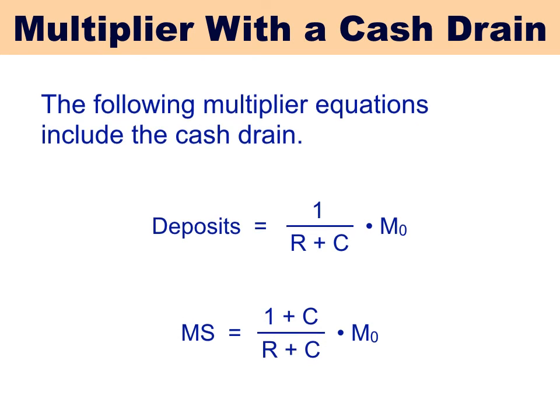These are your multiplier equations. So the multiplier, the deposit multiplier, is 1 divided by R plus C, where R is your reserve ratio and C is your currency to deposit ratio. And then we can see that the money multiplier, I should say, is 1 plus C over R plus C.